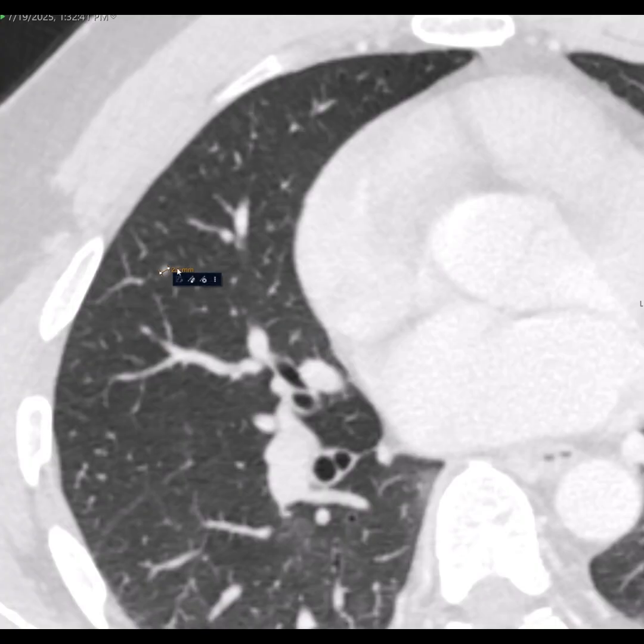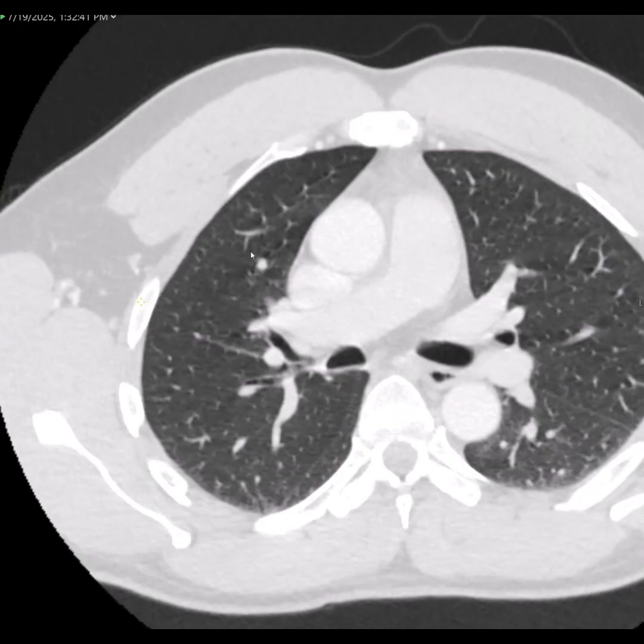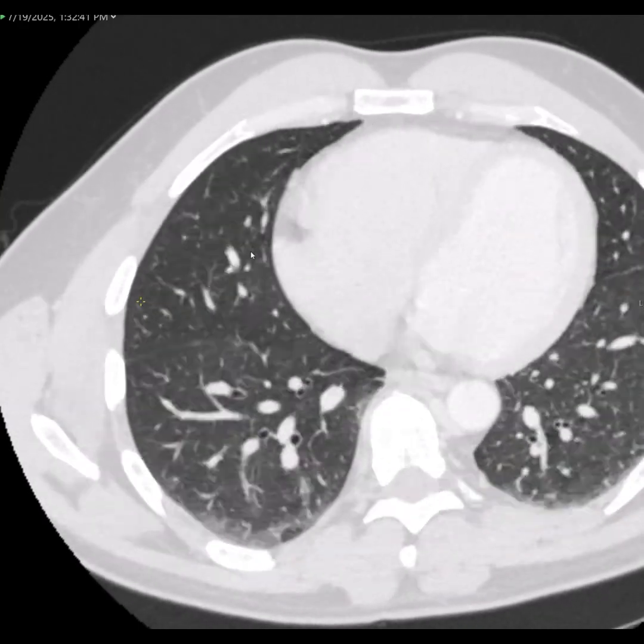It looks pretty small, 2.6 millimeters. Whenever you find a nodule, you can use the Fleischner criteria as long as the patient meets the inclusion criteria to think about next best steps for follow-up imaging.